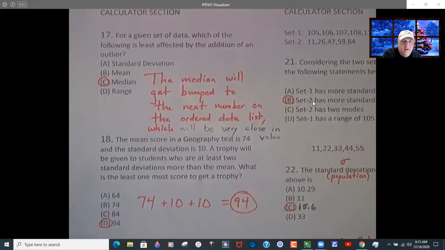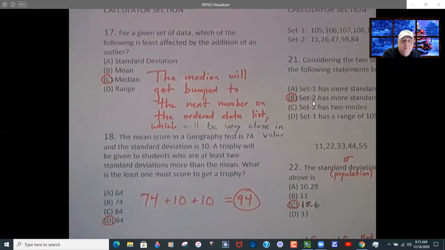Okay, 17, for a given set of data, which of the following is least affected by the addition of an outlier? So the median position, if you have a huge set of data, often you might get bumped, but that number will be very close to it. So that's often the least affected.